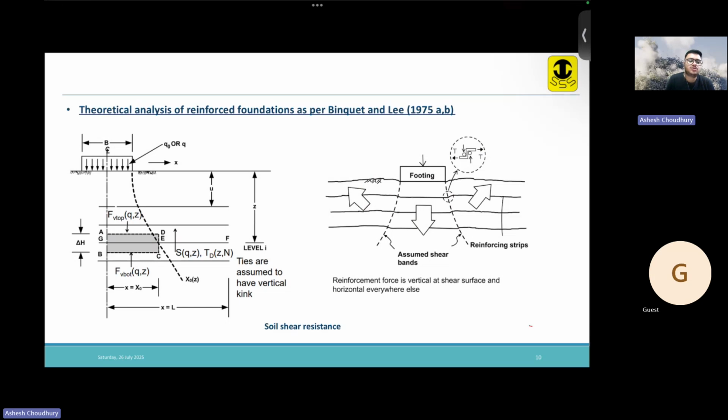Okay, and x equal to x naught. x naught is the point where the shear stress is maximum, and x equal to L is the point where we have the vertical force. So remember, this is very important. Ties are assumed to have a vertical kink. And that's the only reason we are considering the tensile forces, the reinforcement forces, as vertical at that point.